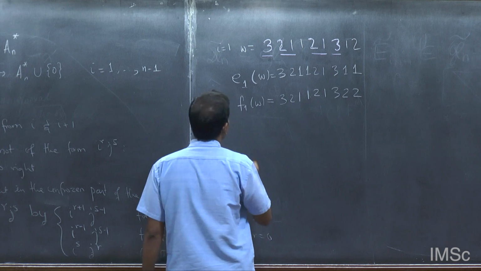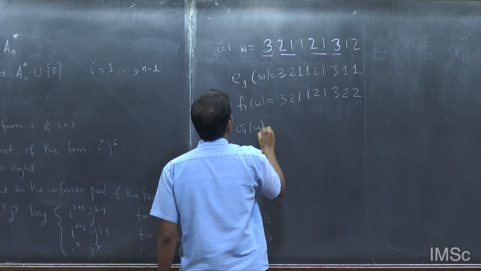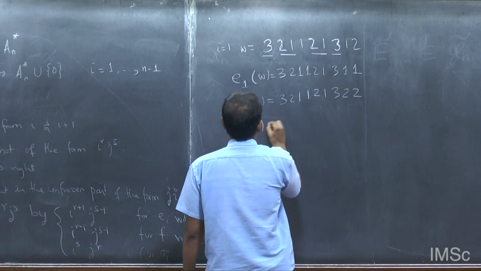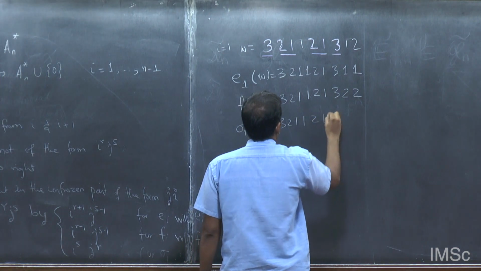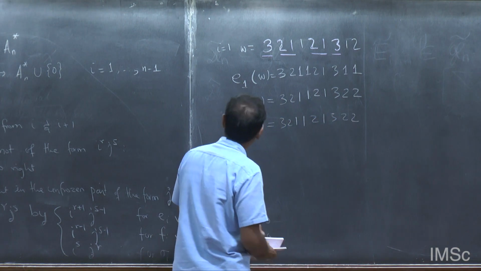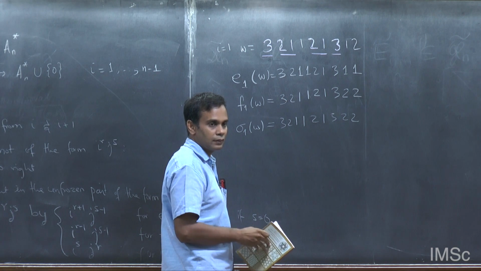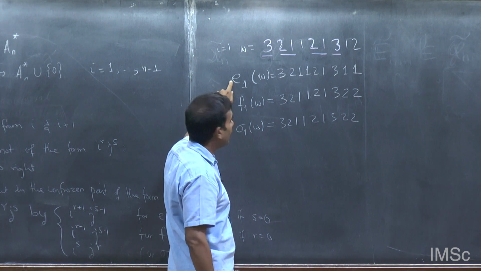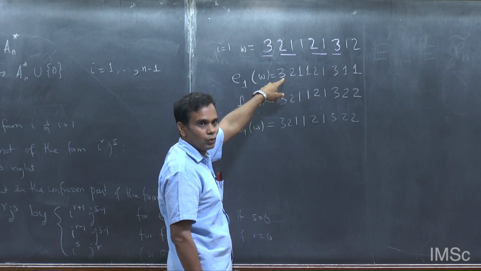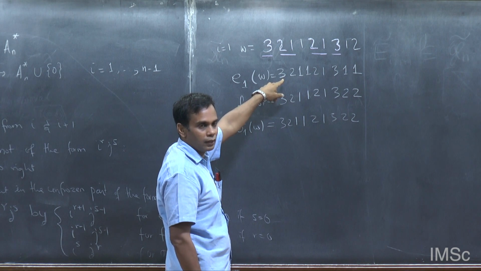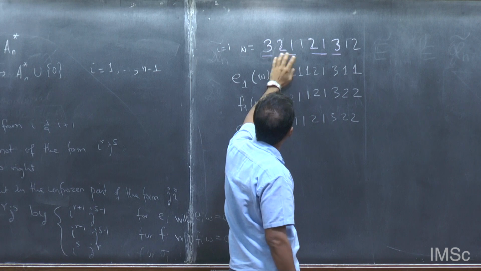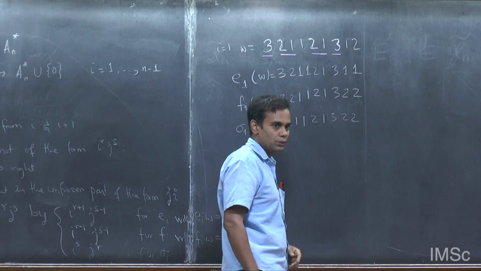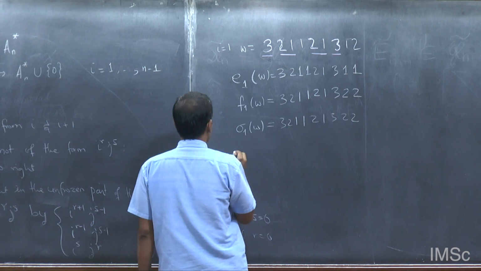And for sigma_i, sigma_1 of w, what happens? I had 1, 1, 2, I should make it 1, 2, 2, interchange the number of 1s and 2s. So, in this case, sigma_1 is the same as F_1. Now, if I try to apply E_1 again to this word, then I will get 0, because after you freeze, the frozen part actually remains the same, and there is this 1, 1, 1, there is no 2s, right. So, let us just do a few more examples.